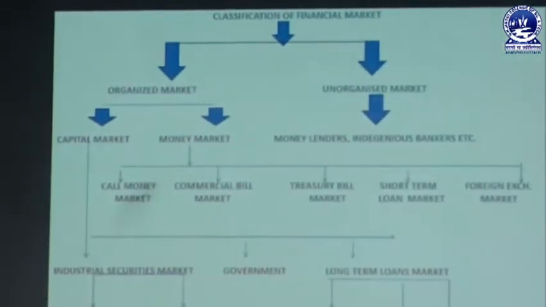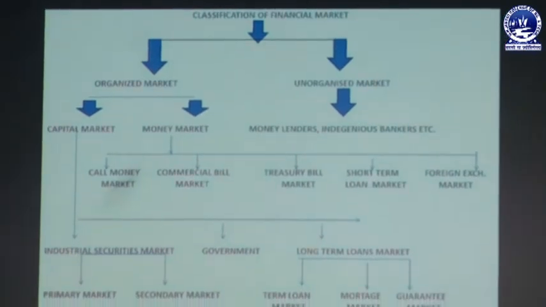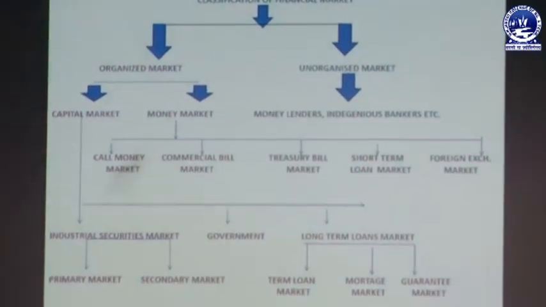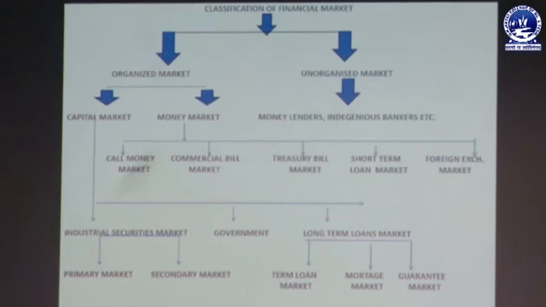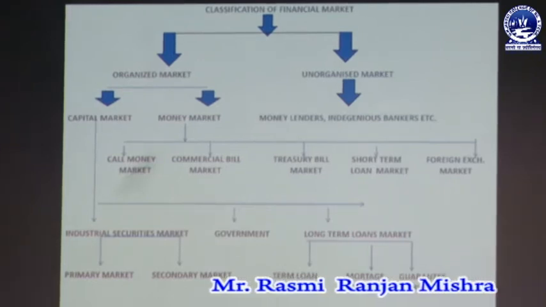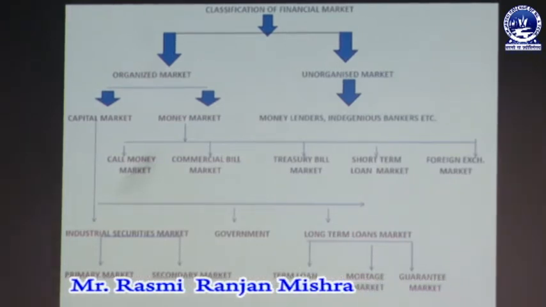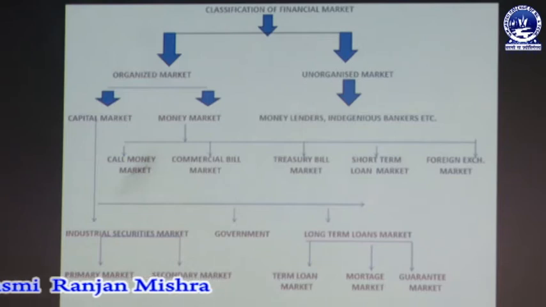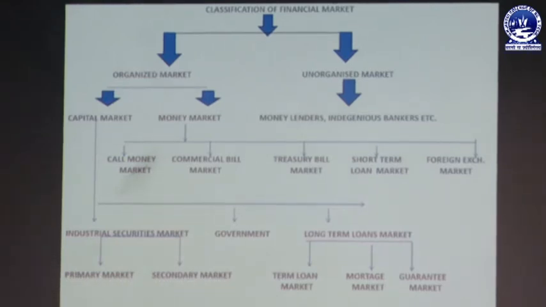Now I am giving a brief structure of the financial market. The diagram you can see. The classification of financial market is broadly divided into two parts, that is organized market and unorganized market. Under unorganized market there are money lenders, indigenous bankers, etc. And under organized market there are mainly two types: one is the capital market, the second is the money market.